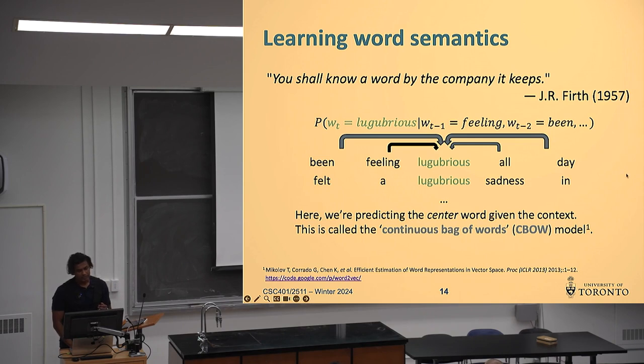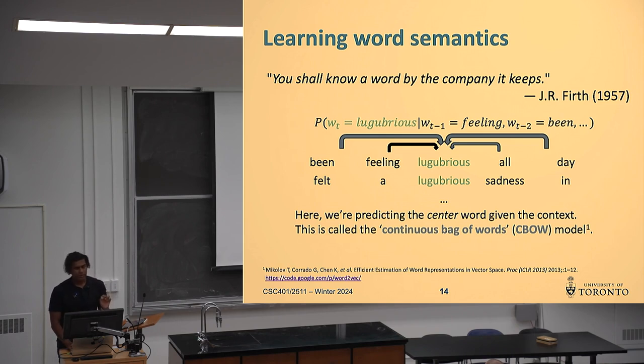Here what we're trying to do is look at its surrounding words, both after it and before it, and try to predict what the center word will be. So if we have the words been, feeling, and then a dash, and then all day, we're trying to predict the center word lugubrious. And how can we do that? This idea is conveyed in the technique called the continuous bag of words, or CBOW model.